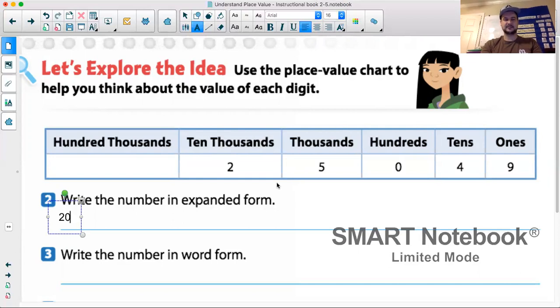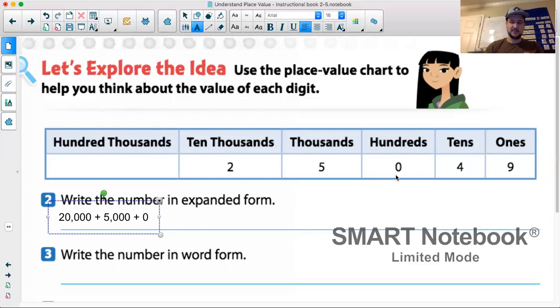I have two 10,000s, which equals 20,000, plus 5,000. Don't forget your comma like I just did. Okay, so there's a 0 in the hundreds place. There is a lot of debate: do I write the 0, do I skip it, does it matter? 0 means nothing. It's a placeholder. It's saying right now there are 0 hundreds. I have no hundreds, so I don't have to write it. You can if you want to put a 0, but you're wasting time. Just skip it and go to the next place value. 4 tens, 40, plus 9. Boom, done.